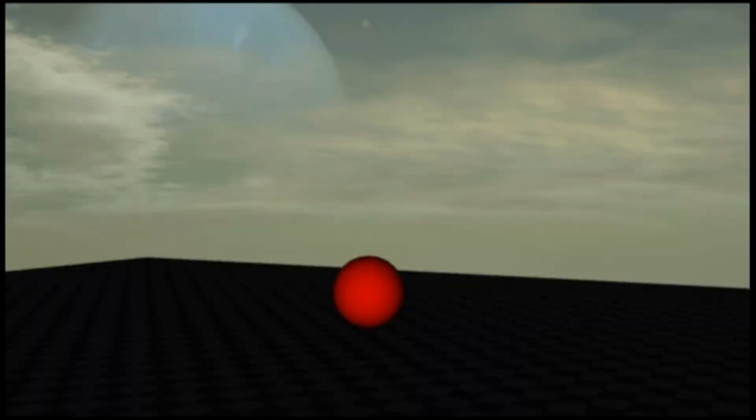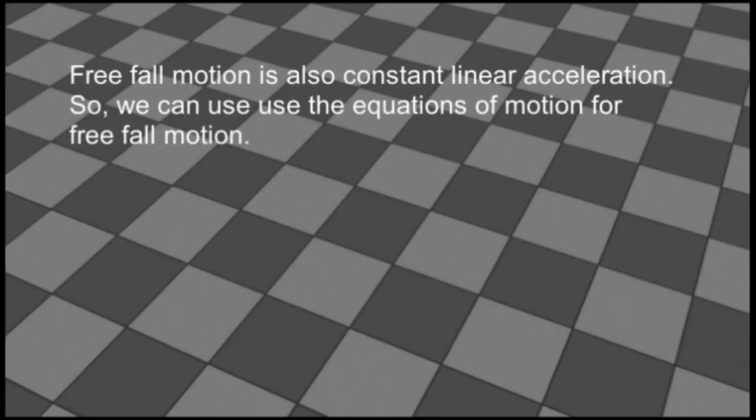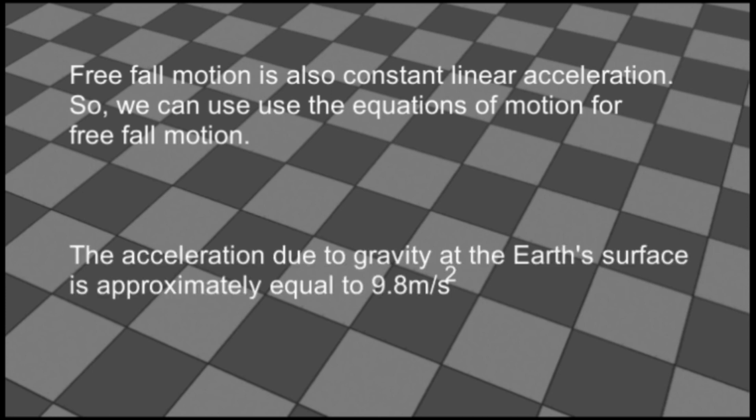Now, if the velocity is negative, then it simply means that the velocity is in the negative direction. When objects fall, they undergo constant acceleration. But this is just an approximation. But even then, we can use the equations of motion for free fall motion. The acceleration due to gravity at sea level is approximately 9.81 meters per second squared.